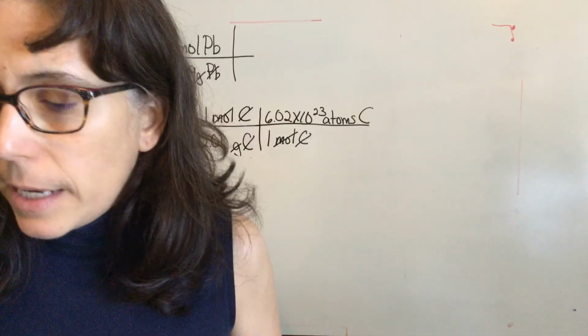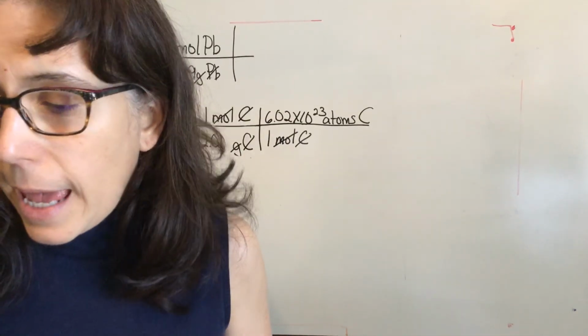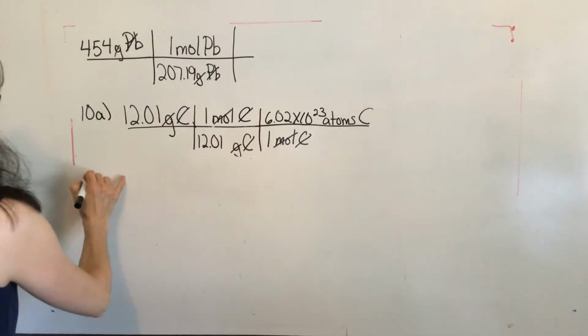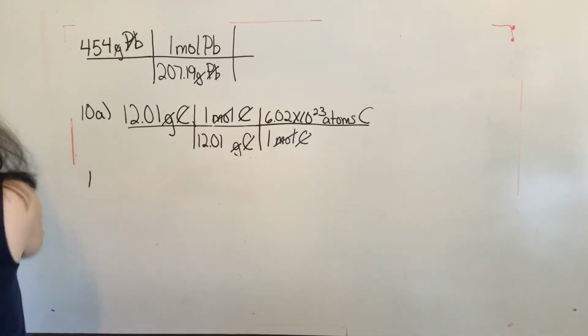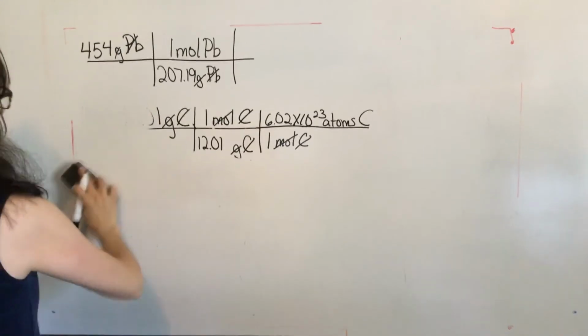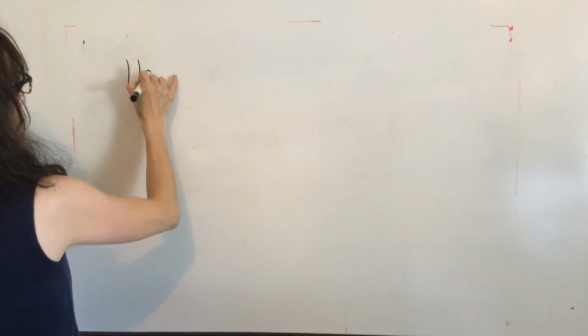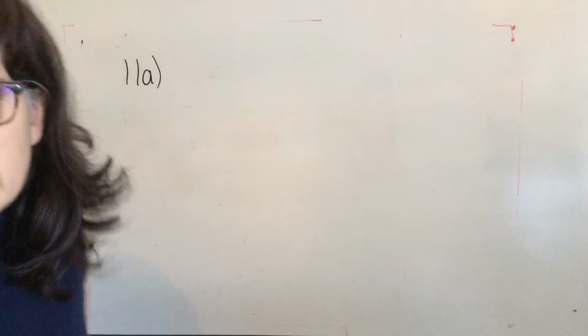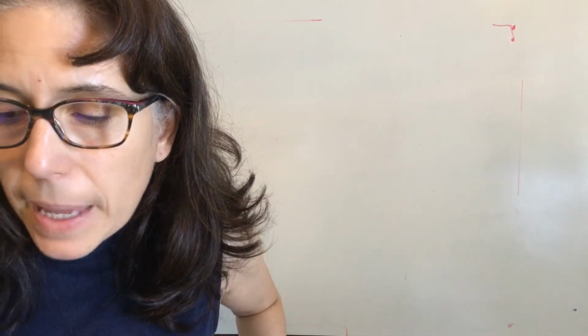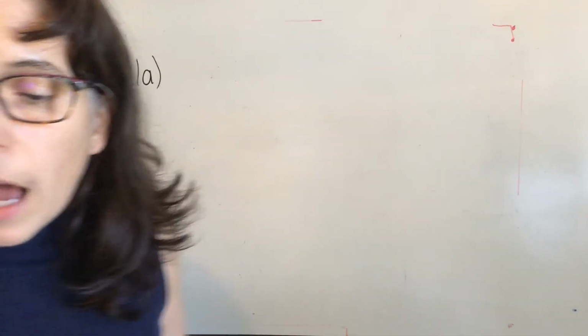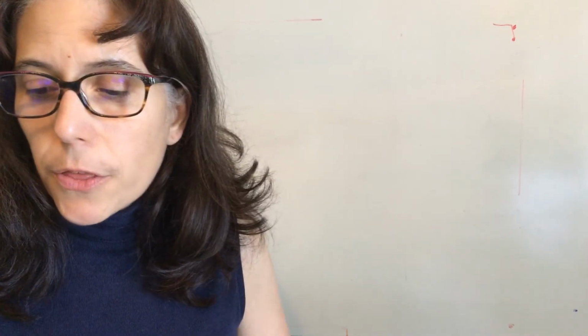All right, the next example is 11A. I think I'm going to erase this here and start over and write just a little bit bigger for you. All right, 11A. 11A says, how many moles of iron are in 37 grams of iron?